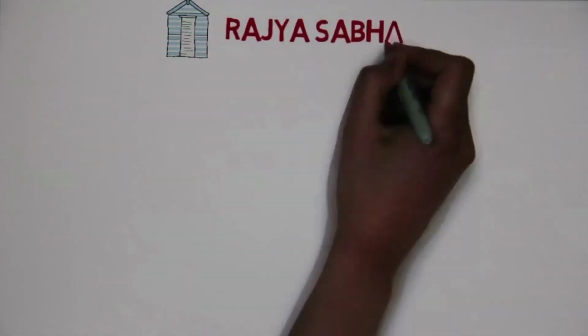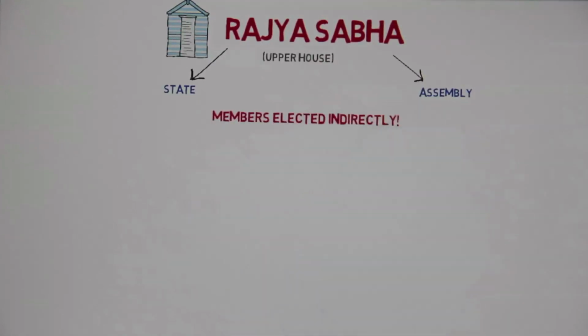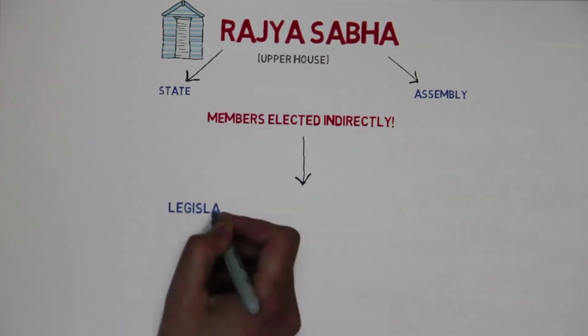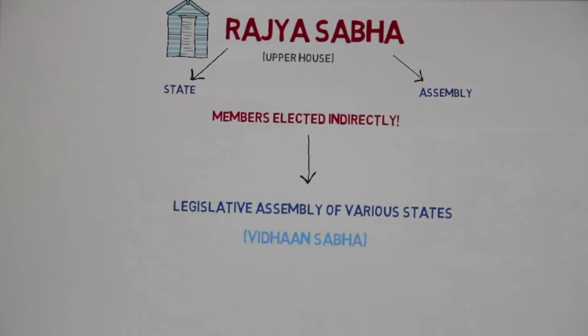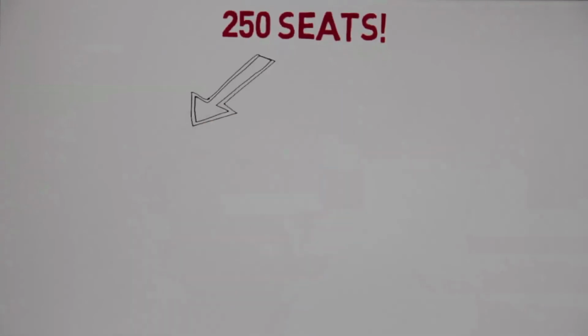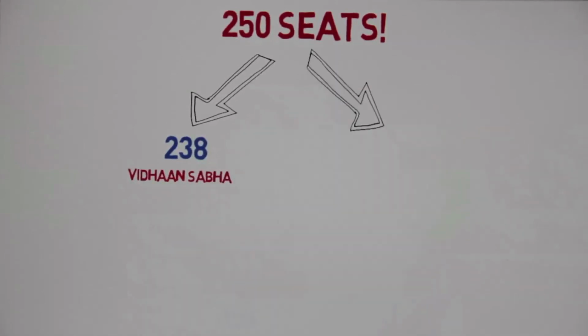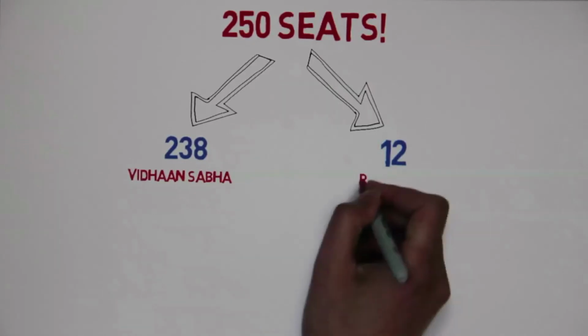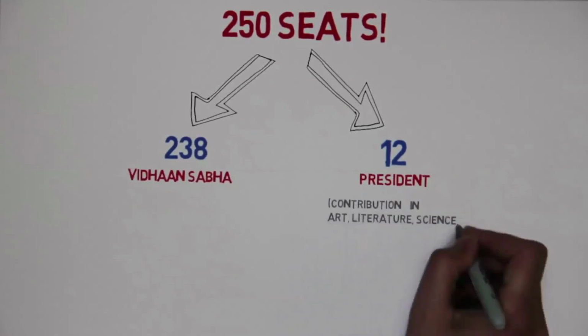Now let us look at the Rajya Sabha, the upper house of the parliament. Rajya means state and Sabha means assembly. Unlike the Lok Sabha, here the members are elected indirectly by the Legislative Assembly of various states, which is also known as the Vidhan Sabha. There are 250 seats in the Rajya Sabha, out of which 238 come via the Vidhan Sabha, and 12 seats are nominated by the President for their contribution in arts, literature, science, and social service.